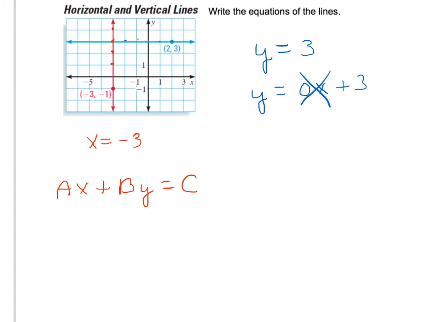So just a reminder, a horizontal line has a 0 slope, vertical line has no slope, which is why we can't put it into slope-intercept form, but we can put it into standard form, which is that x is equal to -3.